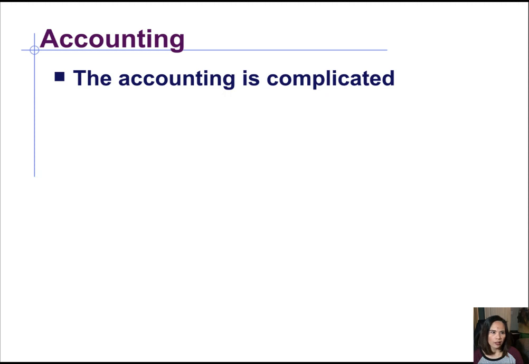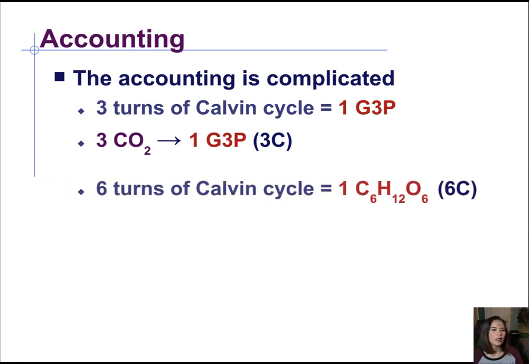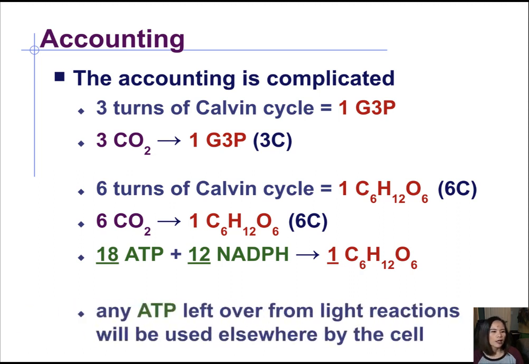So let's just do a little accounting. The accounting is basically complicated. 3 turns of the Calvin cycle make 1 glyceraldehyde 3-phosphate. 3 carbon dioxide produce 1 G3P, which has 3 carbons. And 6 turns of the Calvin cycle will produce 1 glucose, or C6H12O6. 6 carbon dioxide will generate 1 C6H12O6, which has 6 carbons, and you need 18 ATP and 12 NADPH to produce 1 glucose. And any ATP left over from the light reaction will be used elsewhere by the plant cell.